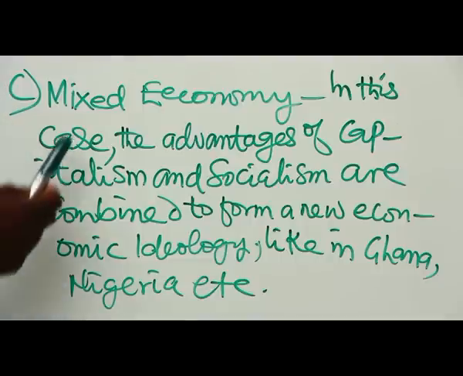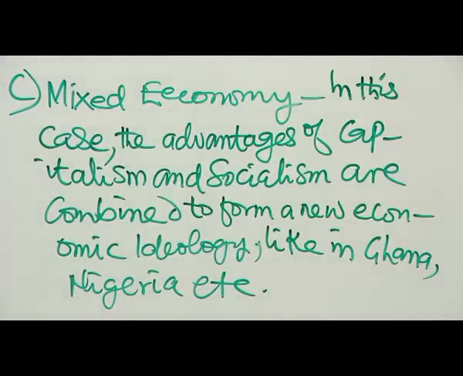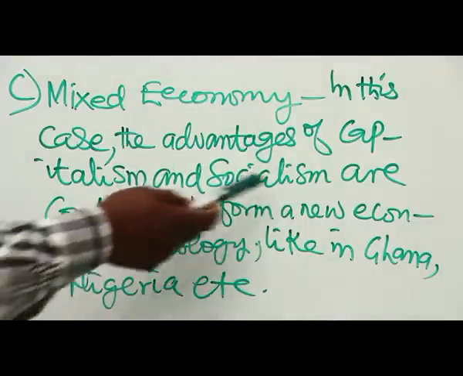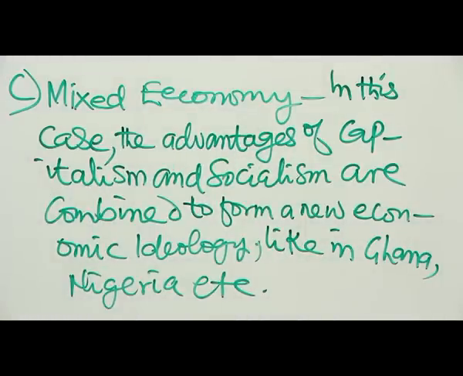Finally, C, mixed economic system. In fact, some countries of the world are non-aligned, that is, they are not supporters of the East Bloc or the West Bloc. The East Bloc is championed by Russia, while the West Bloc is championed by the United States of America. So those countries that are not supporting either of them are the non-alignment countries. So what they are doing is to combine the advantages of capitalism and socialism, thereby using it to form a new economic ideology, like in Nigeria, for example, and also Ghana, and so on and so forth.